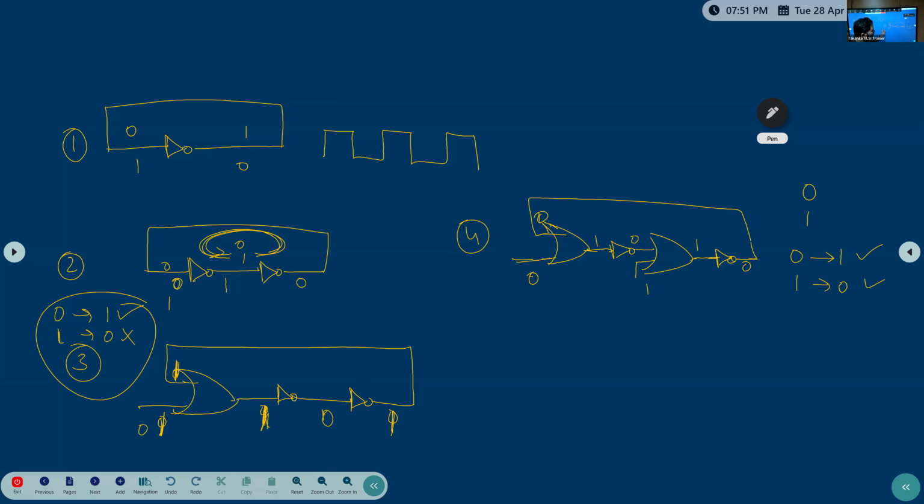Yes or no? Means 1 to 0 also happened. 0 to 1 also happened. 1 to 0 also happened. Both cases it will happen. If you want, you can see now 0 is there. If I give 1, 0, 1, 0, 1, 1 means 0 to 1 happened, right? So if 1 here, 1 is there.